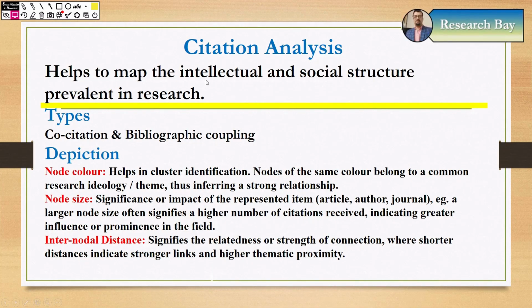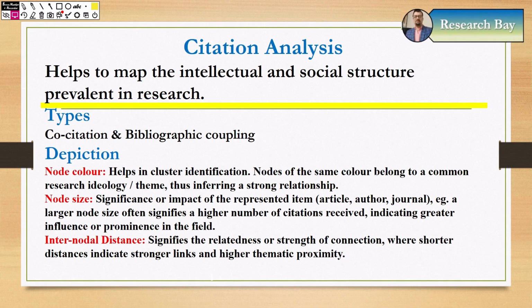Citation analysis helps to map the intellectual and social structure prevalent in research. It is of two types, co-citation and bibliographic coupling. What is the difference? When two documents, say document A and document B, where the document means an article, are both cited by a third document, document C, then A and B are said to be co-cited by the third document. This is co-citation.